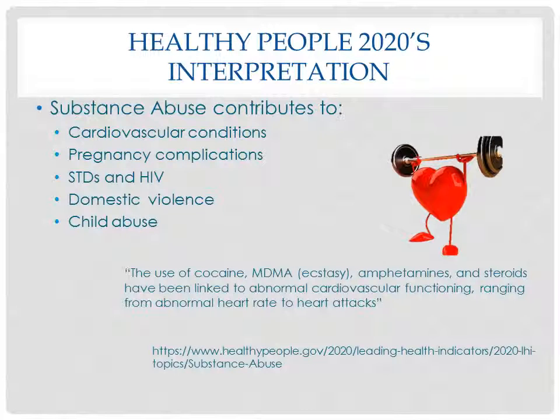So what do Healthy People 2020 think about it? What's their interpretation? They listed that substance abuse contributes to cardiovascular conditions, pregnancy complications, STDs and HIV, domestic violence, and child abuse. I know a lot of these seem like, well, yeah, anything can really lead to that, but when you think about it, I never thought that drug abuse would really lead to that crazy of cardiovascular conditions. But one of their quotes stated, "The use of cocaine, ecstasy, amphetamines, and steroids have been linked to abnormal cardiovascular functioning, ranging from abnormal heart rate to heart attacks." So it's not only affecting their social life and everything like that, but their health conditions are also being affected by drug abuse. And it's actually pretty shocking that this is happening.